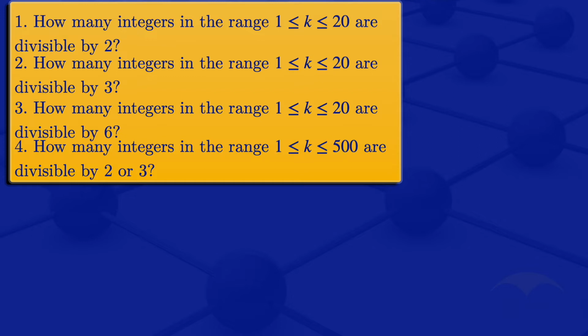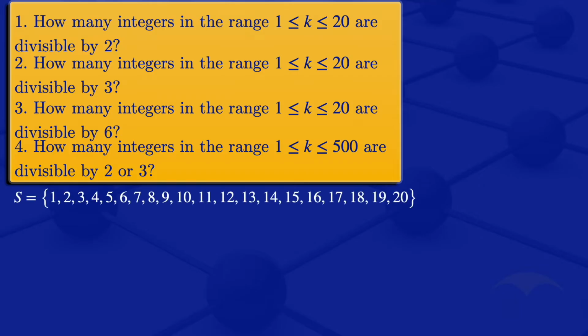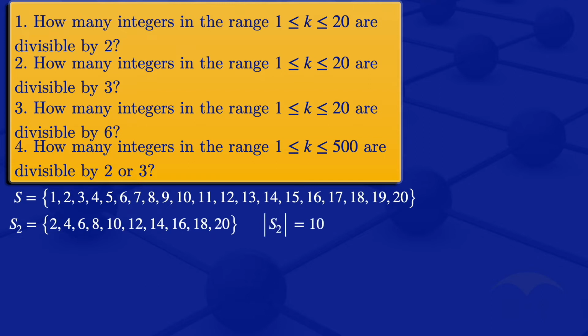For this method, I'll just list the numbers 1 to 20 and call it a set S. So the set S is the elements 1 to 20. The numbers that are divisible by 2, I will denote by the set S2. So the set S2 is numbers that are divisible by 2 which are in this set here. So S2 is those numbers 2, 4, 6 up to 20. If we count those elements, we see that there are 10. So the cardinality of S2 is equal to 10.